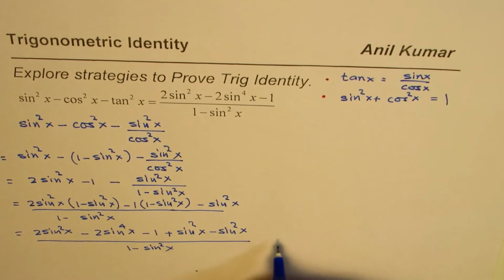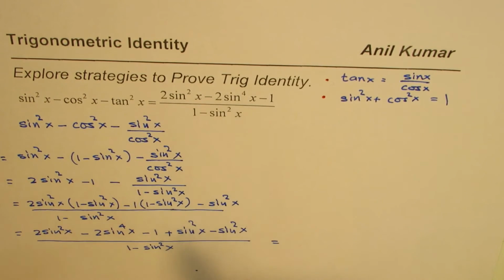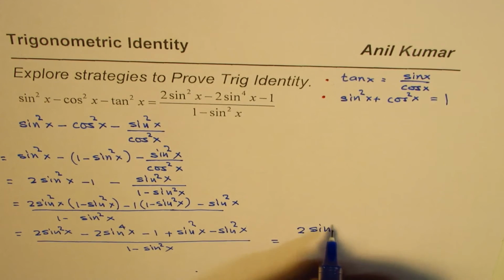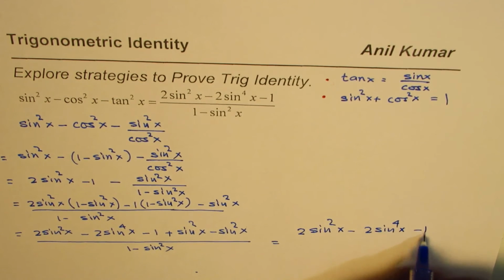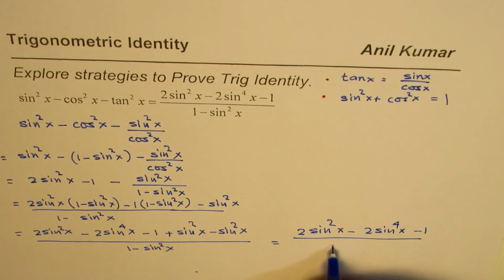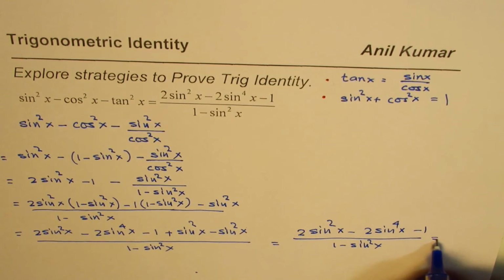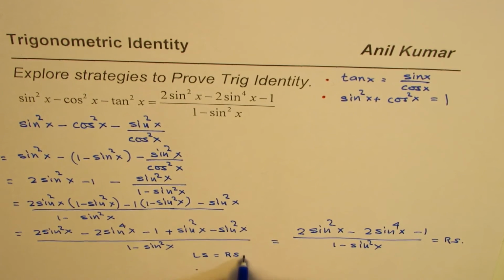Now let's simplify the numerator. With just 2 sine square x, we have that term, and then minus 2 sine to the power of 4x, we have that one also, minus 1, we have that, and plus sine square x minus sine square x is 0. So what do we get? We get 2 sine square x minus 2 sine to the power of 4x minus 1 divided by the denominator 1 minus sine square x, right? And that is what we needed, which is the right side. So we have proven that left side is equal to right side.